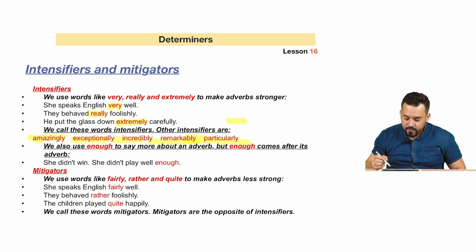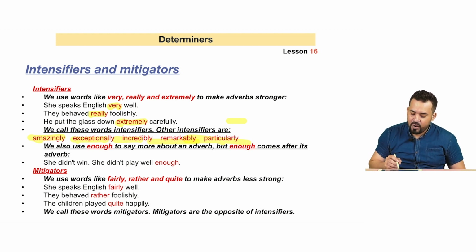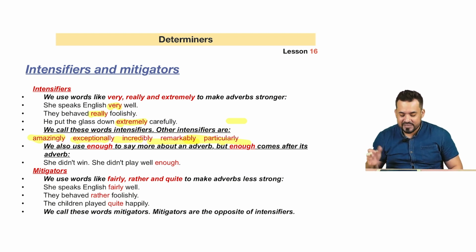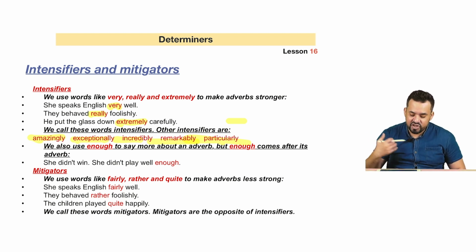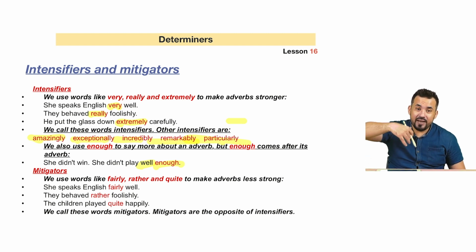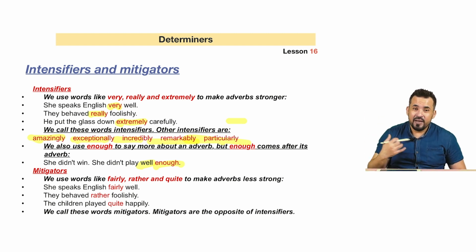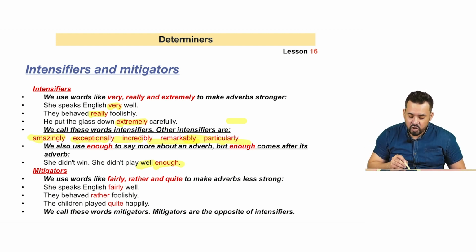So we also use enough to say more about an adverb, but enough comes after its adverb. What does that mean? She didn't win. She didn't play well enough. Okay, so enough comes after well, and that is the adverb. Well is an adverb. Enough comes after to say that she didn't do the best she could.